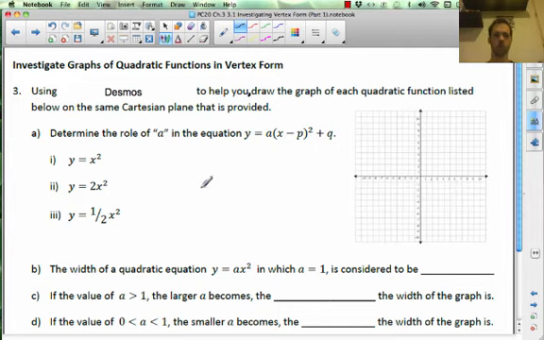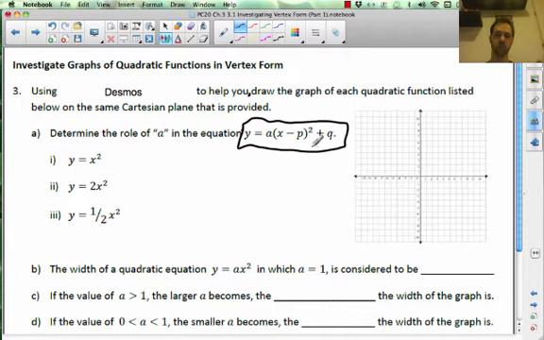Okay, welcome to lesson 3.1. Today we're going to be studying quadratic functions in vertex form, also known as vertex graphing form, because this form makes it incredibly easy for us to graph these functions. So we're going to explore the characteristics. This is the equation of a quadratic function in vertex graphing form.